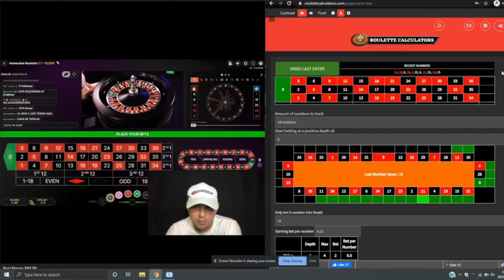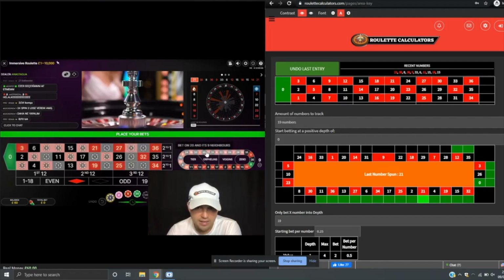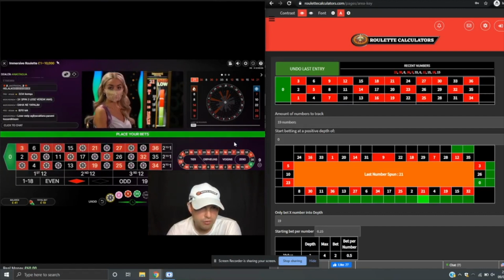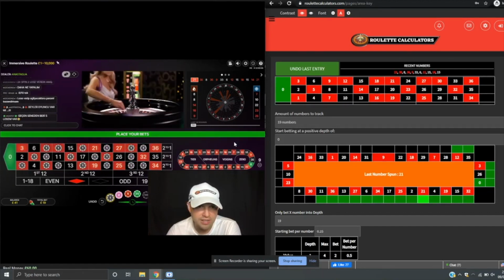So is he going to go back onto the unhighlighted section? It looks like he is, yeah. So he's covering from number 12 all the way around to 30. So he's covering the unhighlighted section again.